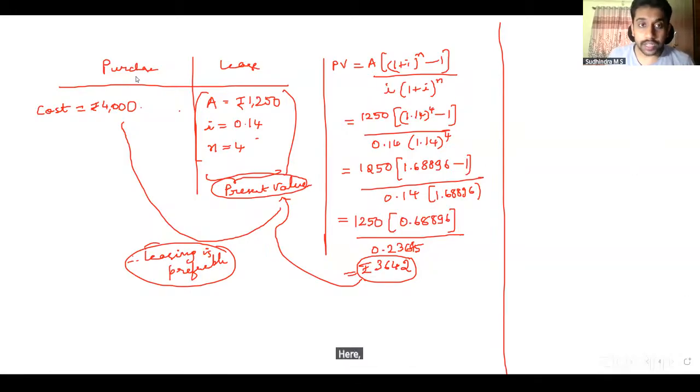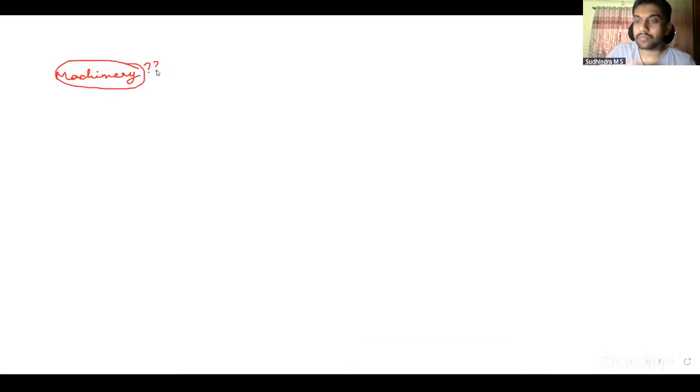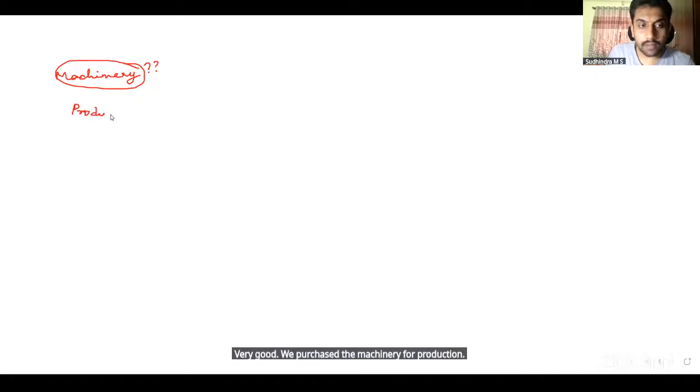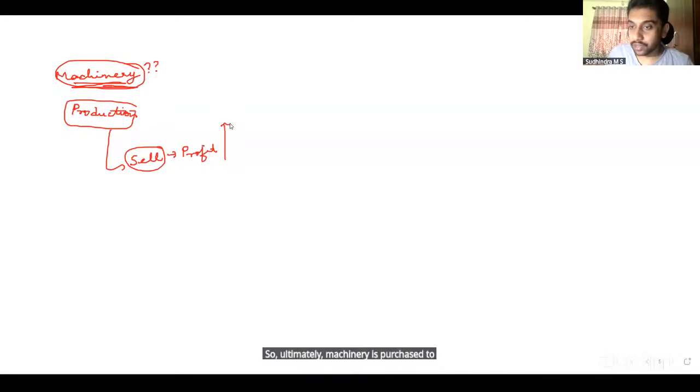Here, we had an option, purchase versus lease. In the next discussion that we are doing, we are going to purchase. It's either purchase or no purchase. Now, when I'm purchasing a machinery, why do we purchase a machinery? To increase the productivity. Very good. We purchase a machinery for production. Whatever we produce, what do we do with that? Sell it and make profit. So ultimately, machinery is purchased to increase the profit.